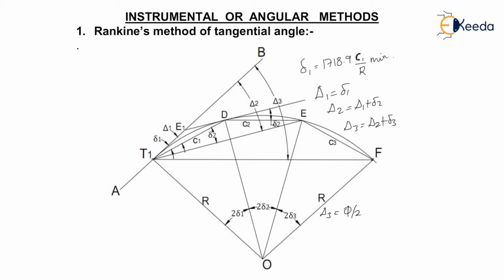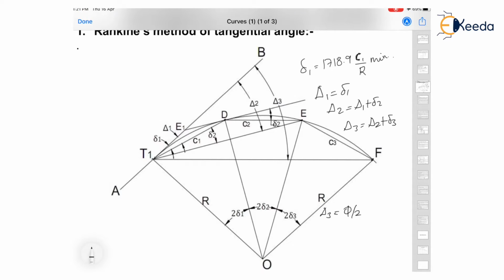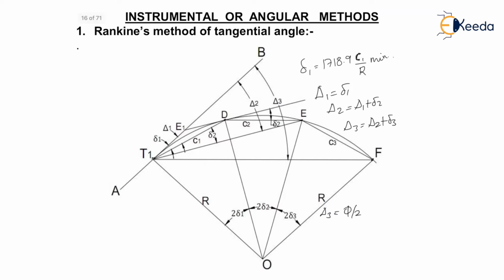So by establishing 4 points, that is T1, D, E and F, we can simply draw a curve which will be intersecting all these 4 points. And at the last, we have to go for the check. The check says that the last point thus located must coincide with the previously located tangent point T2. If not, find the distance between them, which is the actual error.